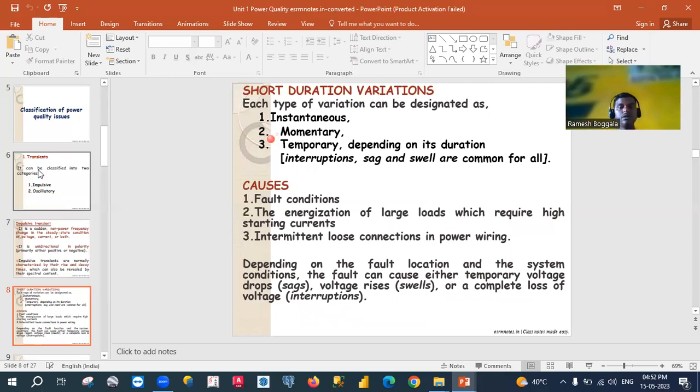Next, short duration voltage variation. Each type of the variation can be designated as instantaneous, momentary, or temporary, depending upon its duration. These are classified into three types: interruption, sag, and swell. What are the main causes of these short duration voltage variations? Mainly fault conditions. Next one is the energization of large loads, which require high starting current. Next one is intermittent loose connections in power wiring. So these are the major causes of short duration voltage variation.